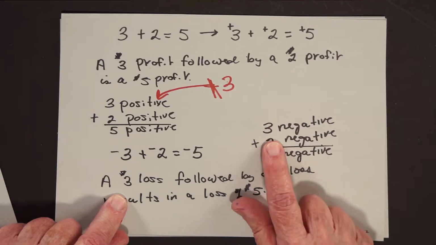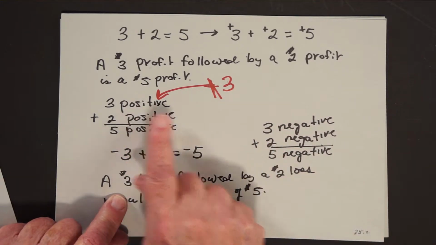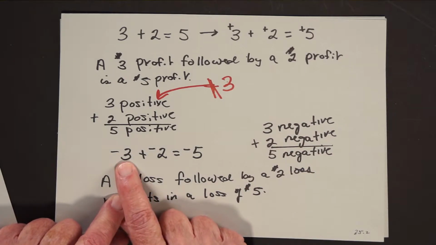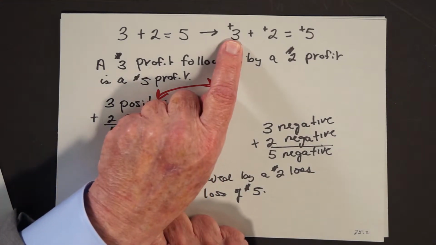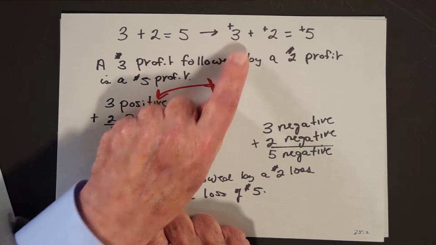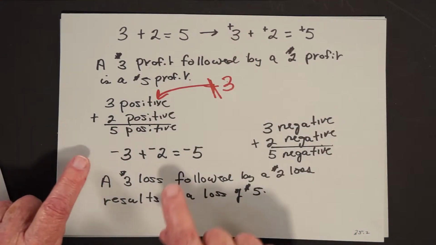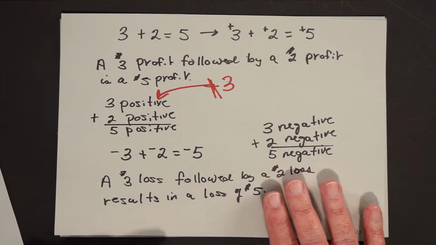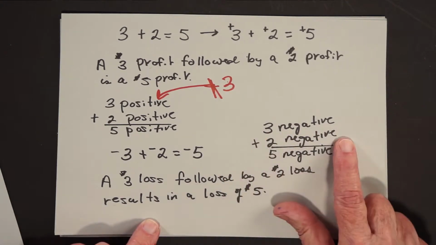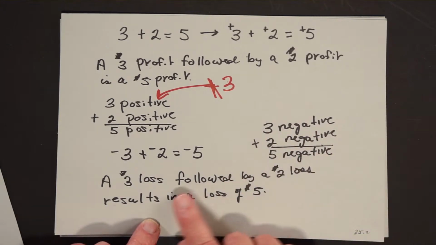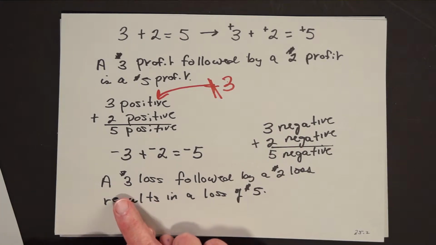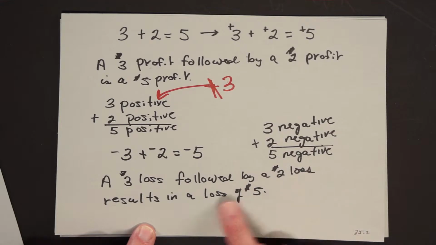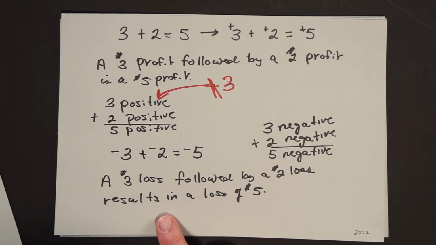Notice the 3 and the 2 haven't changed here. It's only the noun that has changed. Be very careful here. The 3 in negative 3 means the same thing as the 3 in positive 3. It's the positive sign and the negative sign that tell you what they modify. So 3 negative plus 2 negative is 5 negative, and that follows very easily in terms of a $3 loss followed by a $2 loss results in a loss of $5.